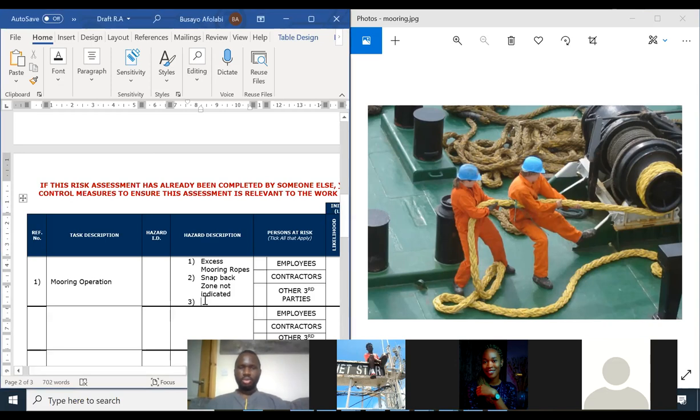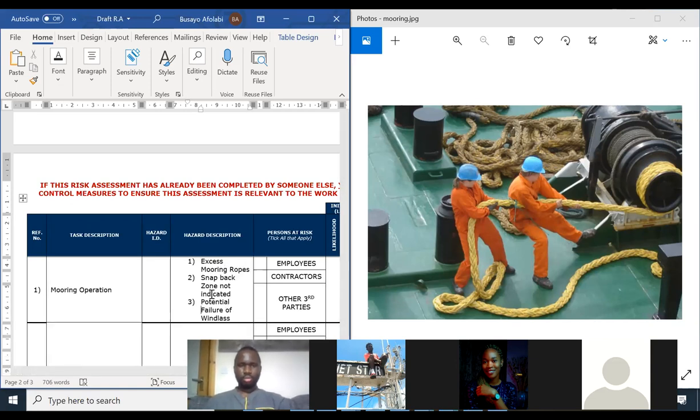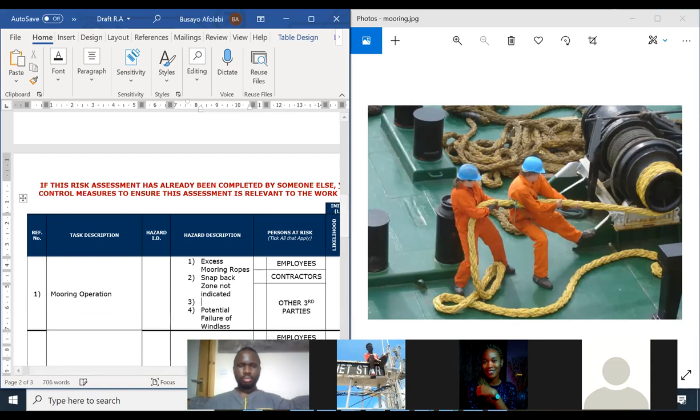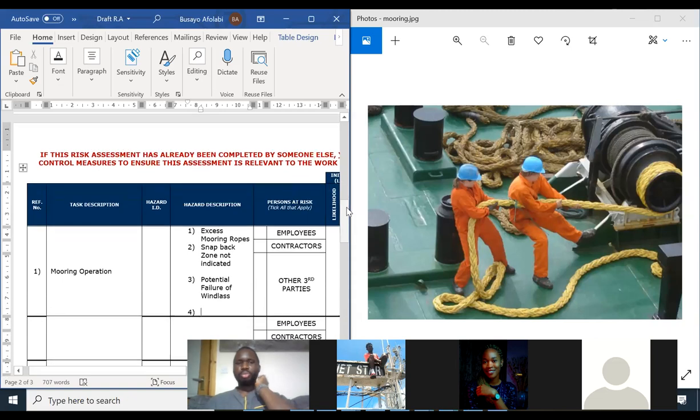Yeah, I agree. So when we're doing the hazard description, how do you want me to put it there when you're filling it? Mechanical failure of the windlass. Failure of windlass. Thank you. Did you see what I wrote there? Peter, are you there? Did you see what I wrote there? Yes, sir, I'm seeing it. What did I write? Potential failure of windlass.